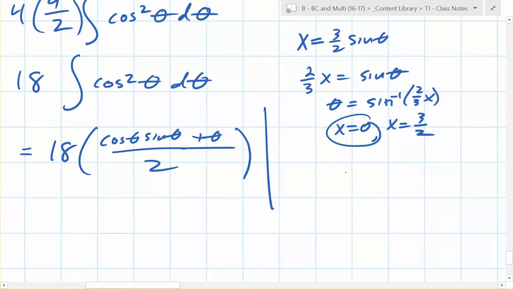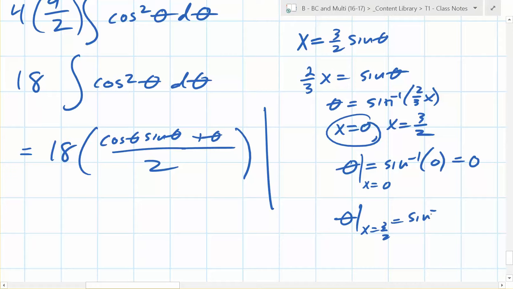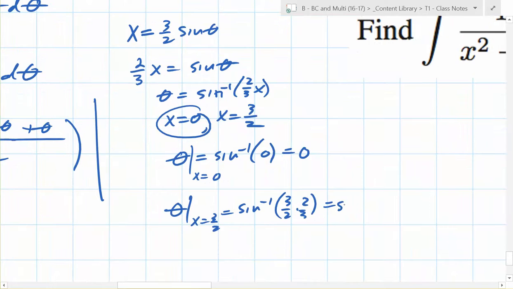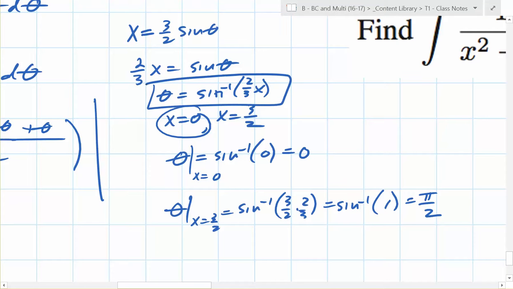When x is 0, you have theta equals sine inverse of 0. The sine of what is 0? That is 0. What about theta when x is equal to 3 over 2? That's sine inverse of 3 over 2 times 2 over 3, which is sine inverse of 1. The sine of what is 1? Pi over 2. Why is it 3 over 2 times 2 over 3? Because theta is equal to sine inverse of 2 over 3 x, right? So you're plugging in 3 over 2, and 2 over 3 is already there.